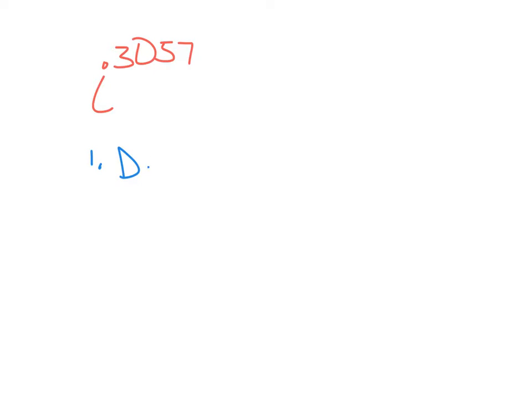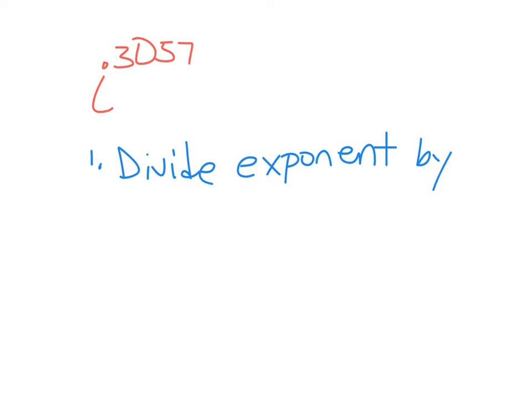Divide what by 4? 3,057. Well, what is that thing called? Exponent. Yeah, let's divide the exponent by 4. I'm not an English person, that's why I communicate in grunts and beeps. So we divide it by 4, and then what happens? You get 764.25.